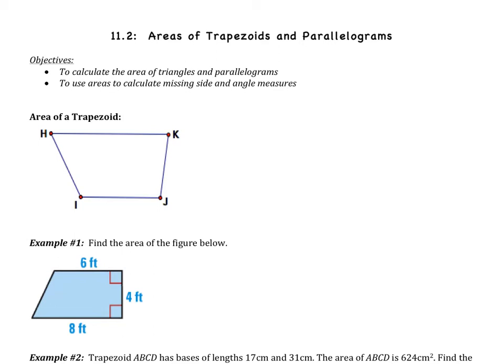Welcome to the second video of Chapter 11, which covers areas of trapezoids, not parallelograms. We've already done those, so if you would cross this out, it should be trapezoids, rhombuses, and kites. Parallelograms and triangles we did in the last video.